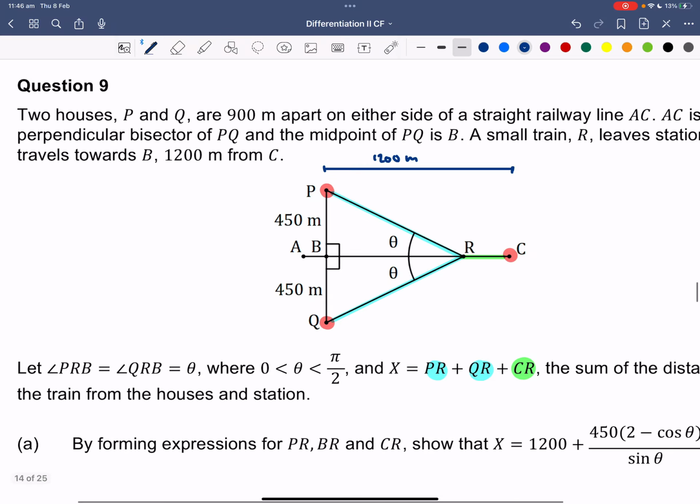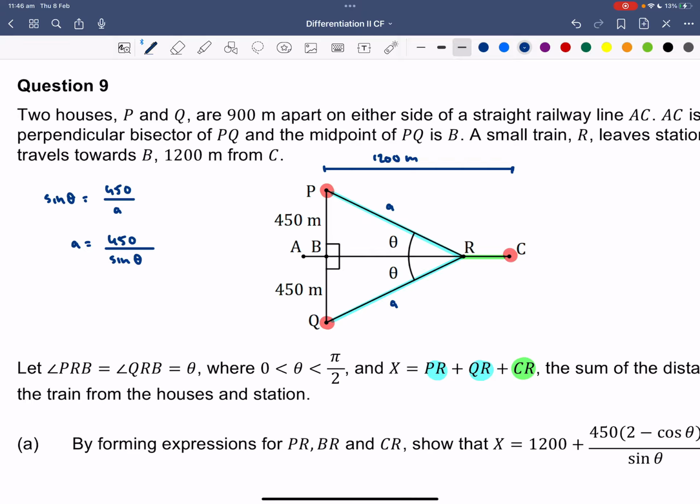Let's come up with an expression for this. I'm going to call this A. That's also A. According to SOHCAHTOA, we use this angle and the 450 meters. That's the opposite and the hypotenuse, so that's going to be sine. Sine theta equals opposite over hypotenuse, which means A is 450 divided by sine theta.